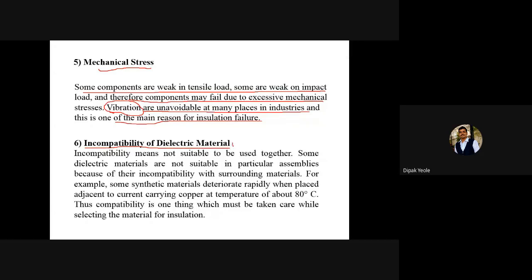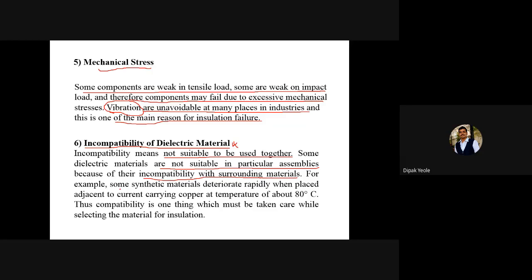जर आपण materials हे wrong choose केलं, so one can say obviously there can be a chance of the insulation failure. जर आपण तो चार्टच बघितला नाही, जर आपण ते टेबलच बघितले नाही, किंवा जर आपण ते टेम्परेचरच बघितलं नाही, so one can say there is a possibility of choosing the wrong material for our electrical equipment. It means not suitable to be used together. Some dielectric materials are not suitable in particular assemblies because of their incompatibility with the surrounding material.